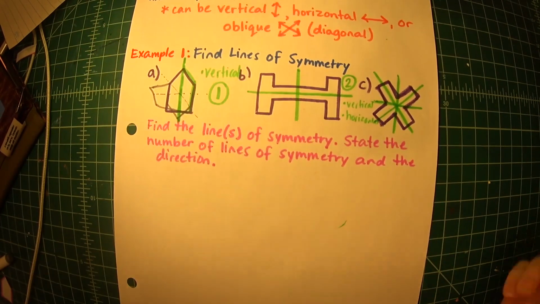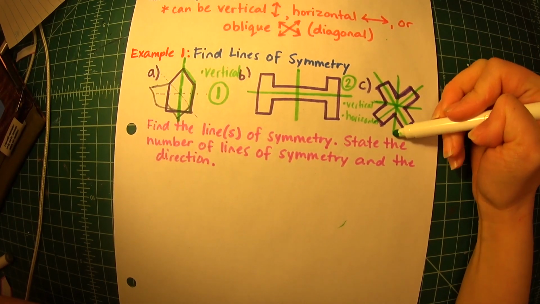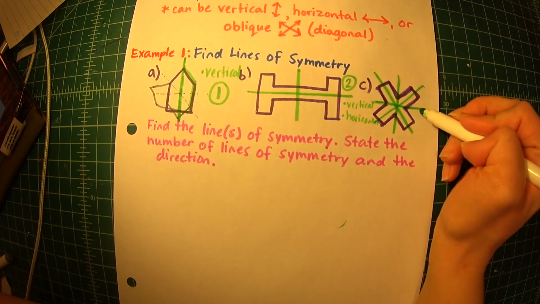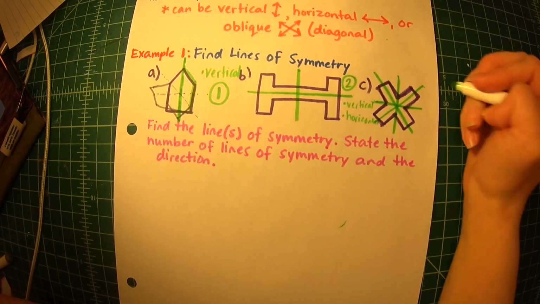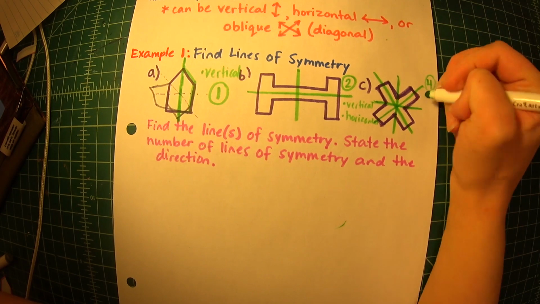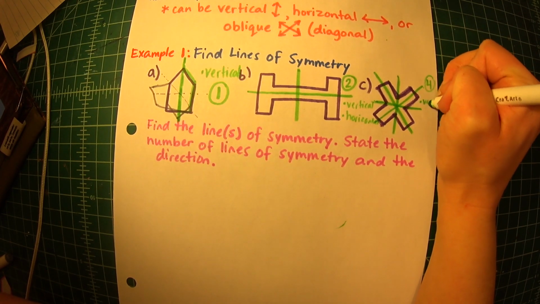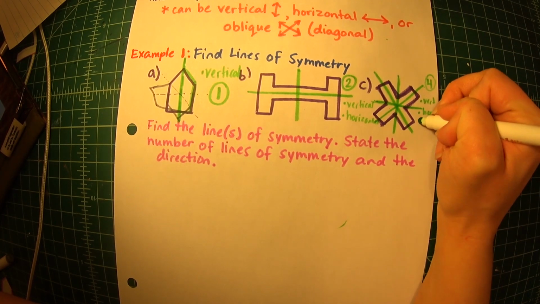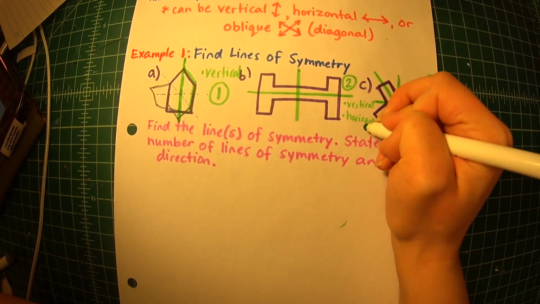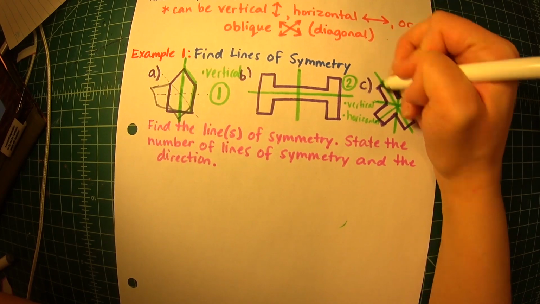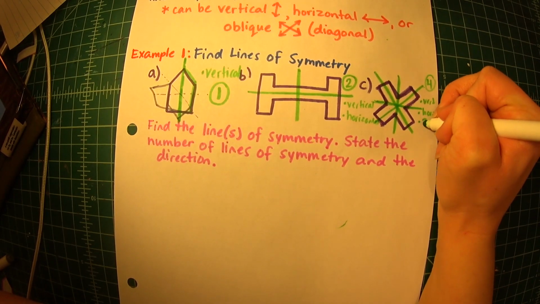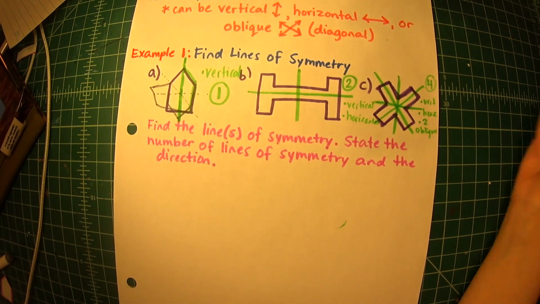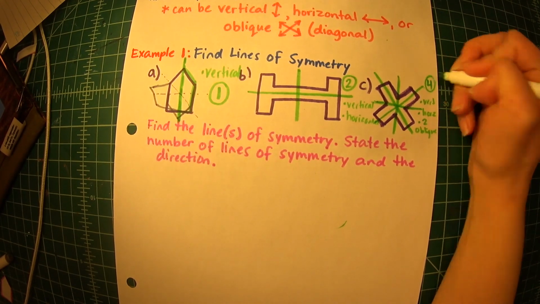So how many identical halves was that? 1, 2, 3, 4 sets of identical halves. Because we have the vertical, we have the horizontal, and then we have the oblique in each direction, 2 oblique. For a total of 4 lines of symmetry in that one.